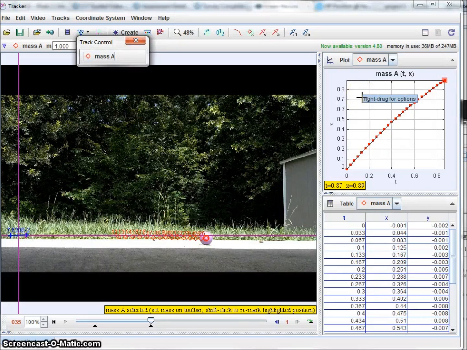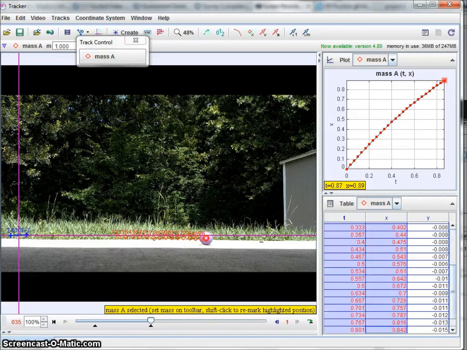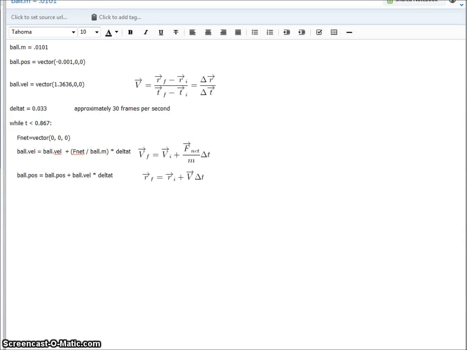As we can see, to the right we have our time, x, and y data. For this experiment, we can safely ignore the y-axis. To properly calculate our prediction, we must set some variables and use specific formulas.